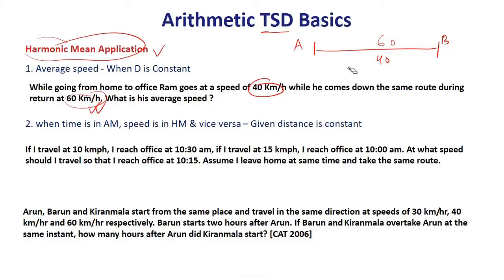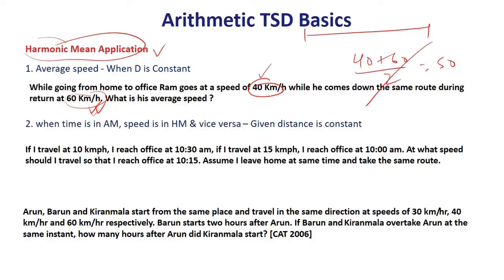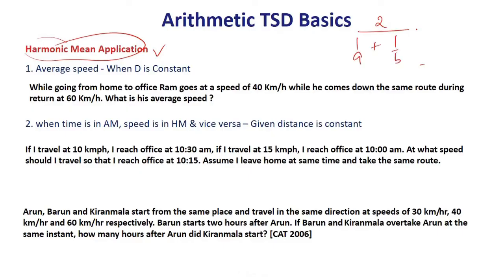Now, what is the average speed here? All you have to do is take the harmonic mean of the two. So whenever distance is a constant and you want to calculate average speed, the mistake a lot of people make is they calculate the average as 40 plus 60 by 2 and get 50. That's absolutely incorrect. Here you will have to take a harmonic mean. So 40 and 60. How do you take the harmonic mean of two units? The harmonic mean of 2 units is 2 upon 1 by A plus 1 by B. If you simplify, this becomes 2AB upon A plus B.